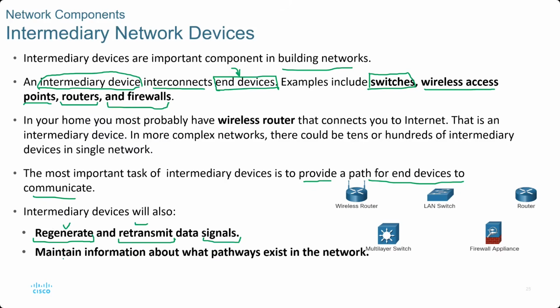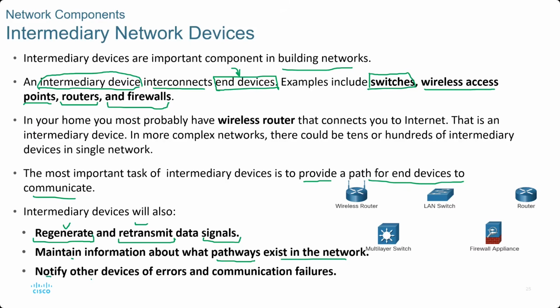These devices will try their best to regenerate and retransmit and do their best job to deliver your message to the intended destination. They also maintain information about what pathways exist in the network so that they can decide which is the shortest path, which is the fastest path. They also notify other devices of errors and communication failures. So if there's a corruption in the data, it will not send the corrupted data to the end device because it's useless. It will notify your device and let it know that whatever you were trying to send, it failed to send. It will also probably try to give you a reason why it failed so you can fix it.